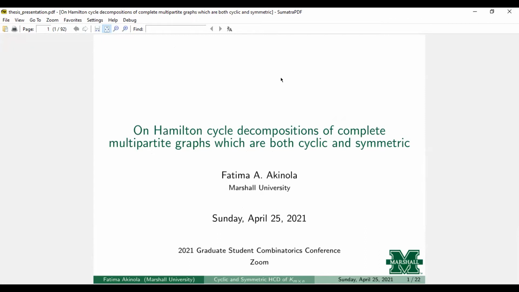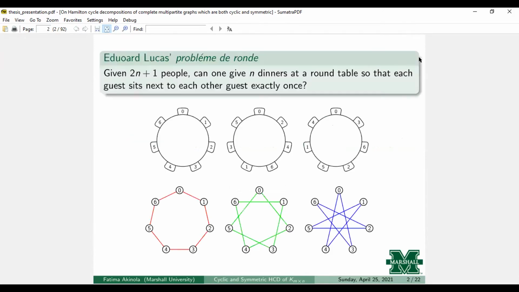So I was working on graph theory. It's a combination of graph theory and algebra, because we used most of our work from algebra to make our work a lot easier. So this was our background work. This was an 1800s problem, and it forms one of the genesis of why we study Hamilton cycle decompositions.